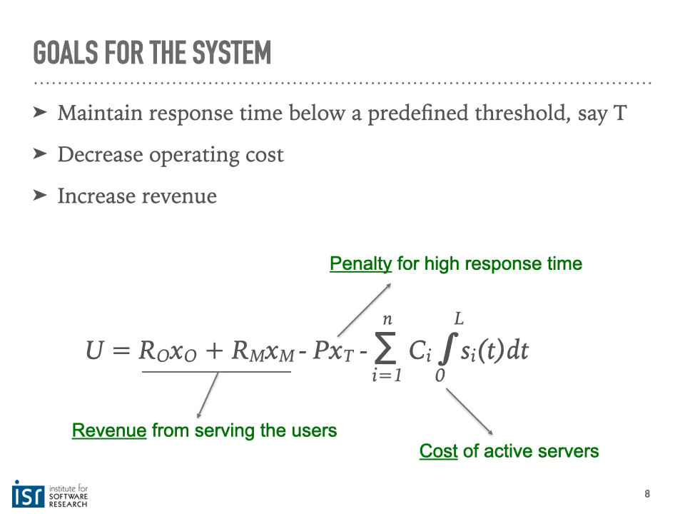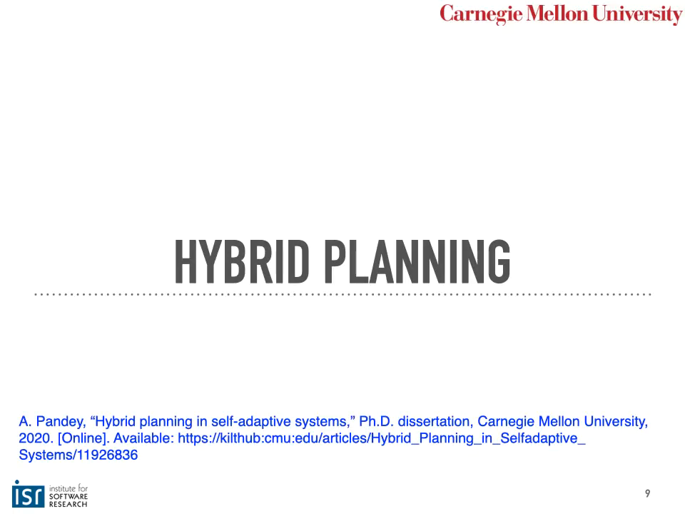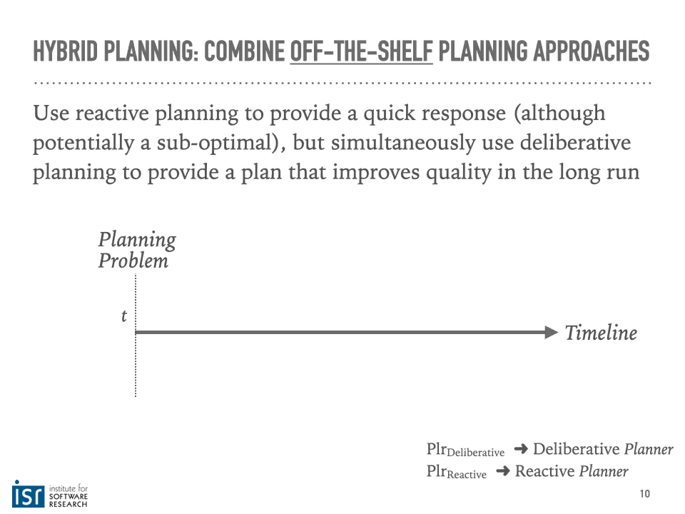However, as I mentioned earlier, it is difficult to decrease planning time and increase planning quality at the same time. To find a balance between timeliness and quality of planning, in our previous work, we proposed the idea of hybrid planning. The idea of hybrid planning is about combining off-the-shelf reactive and deliberative planners to balance the timeliness and quality of planning. Throughout this talk, I will be using the term planners and planning interchangeably.